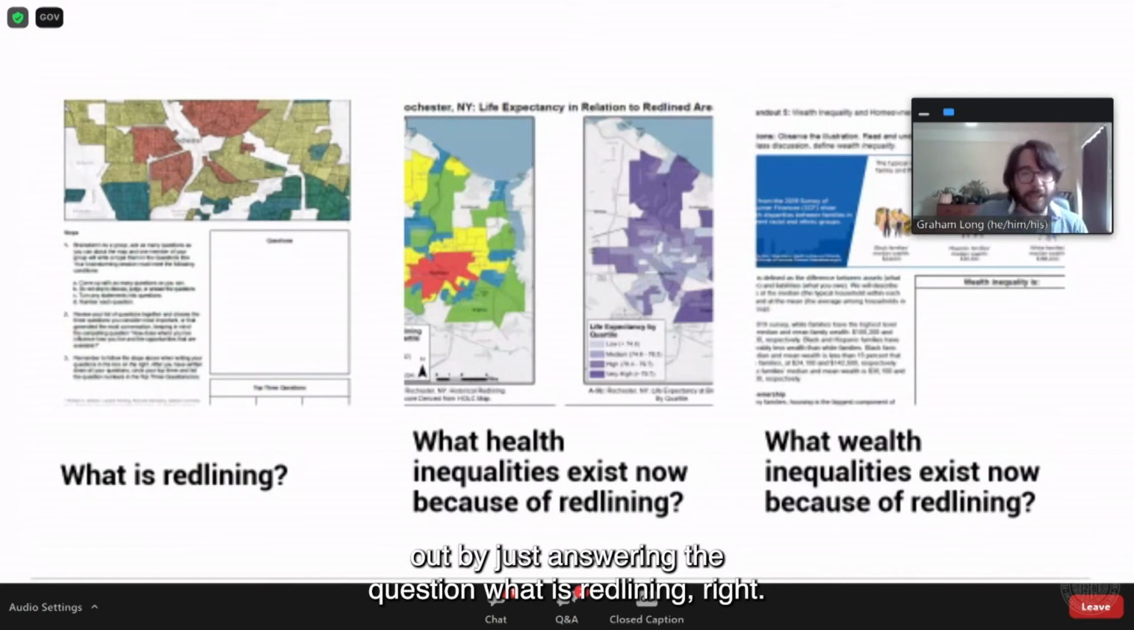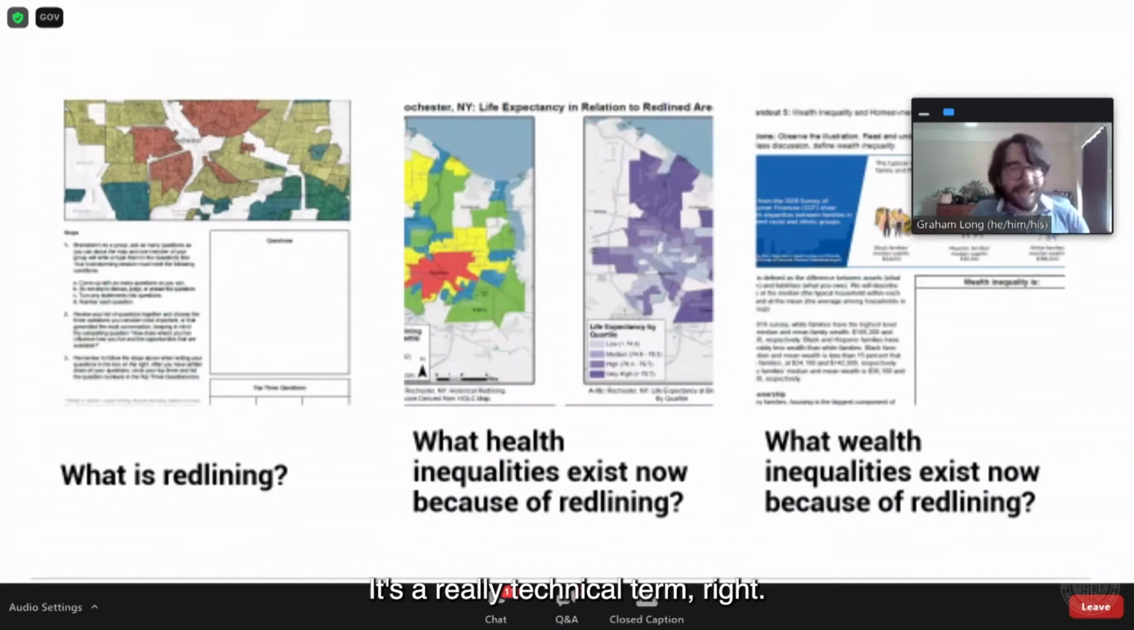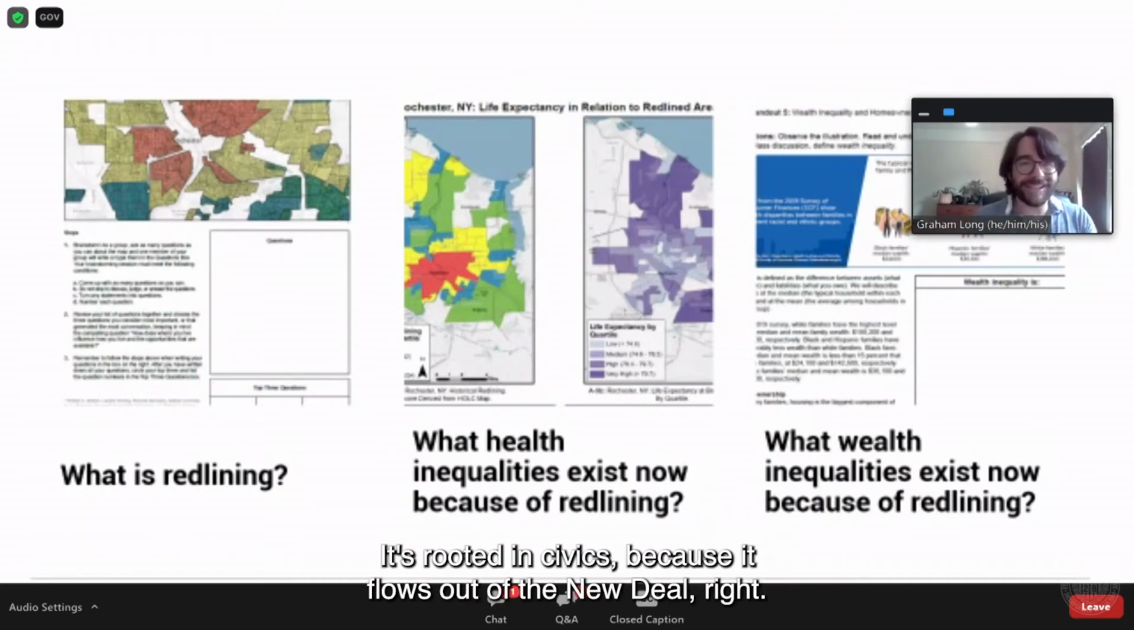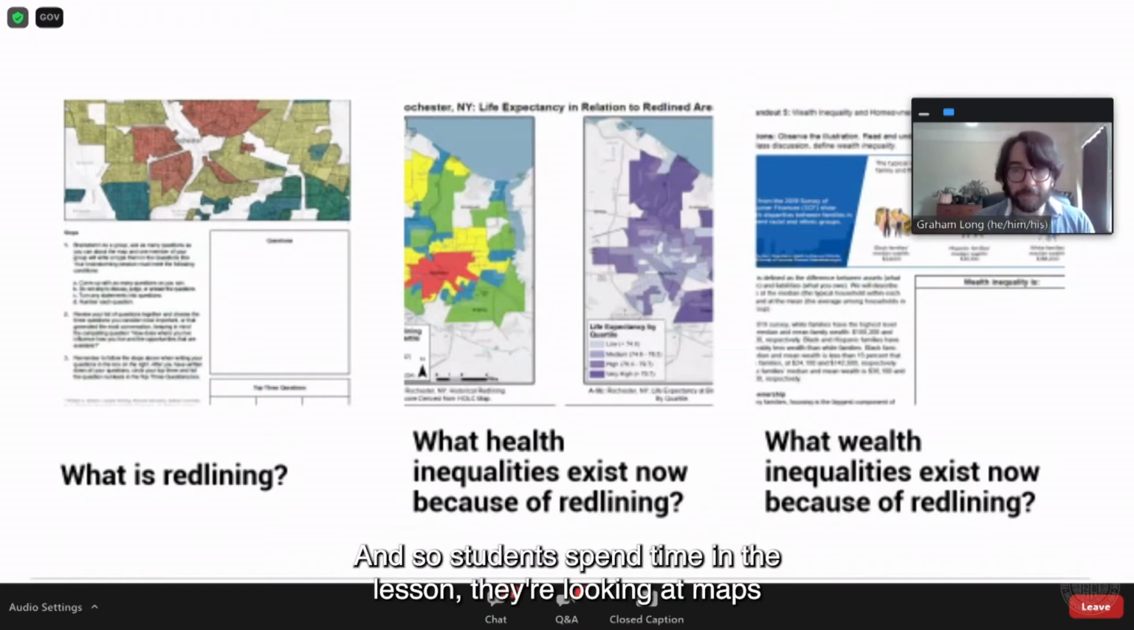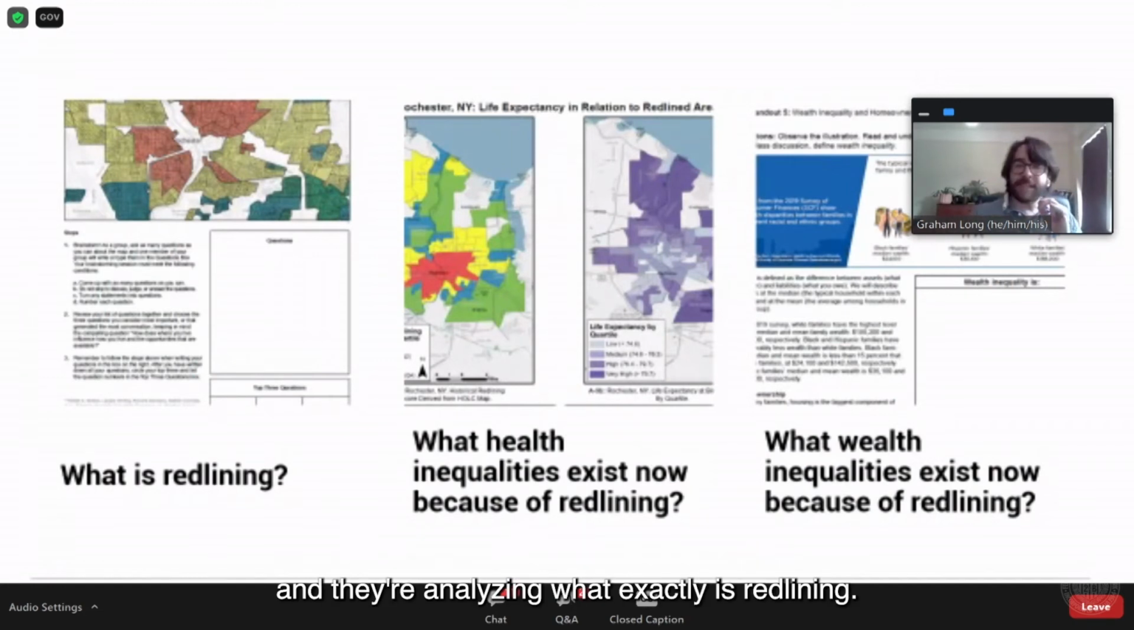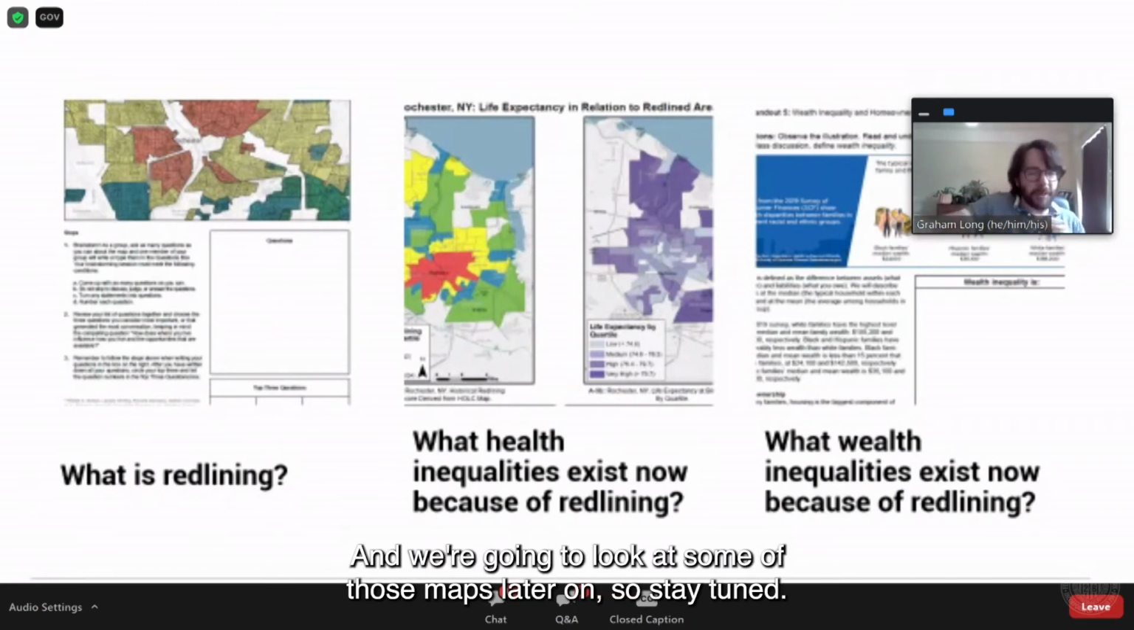But on day 1, what you see is that students start out by just answering the question, what is redlining? Right? It's a really technical term, right? It's rooted in civics. Again, think about our disciplinary literacy. It's rooted in civics because it flows out of the New Deal, right? It's rooted in history, flows out of the New Deal. It's obviously rooted in economics. And so students spend time in the lesson, they're looking at maps and they're analyzing what exactly is redlining. And we're going to look at some of those maps later on, so stay tuned.